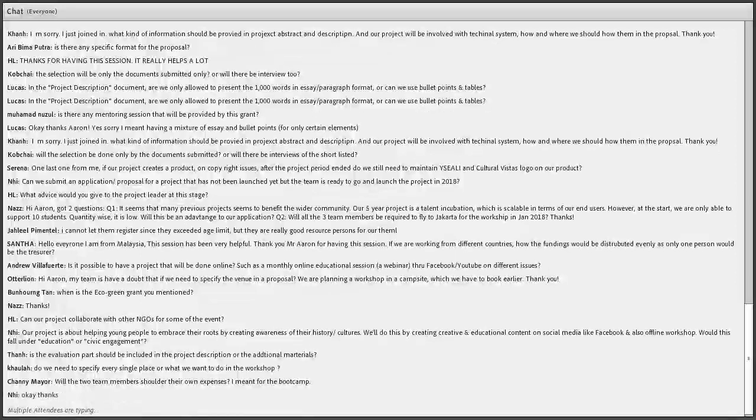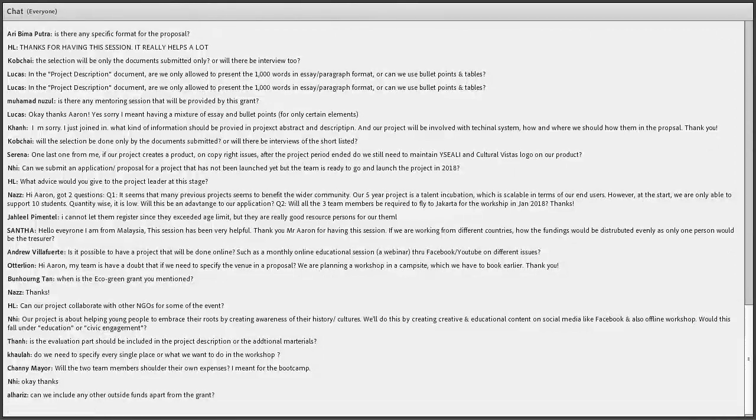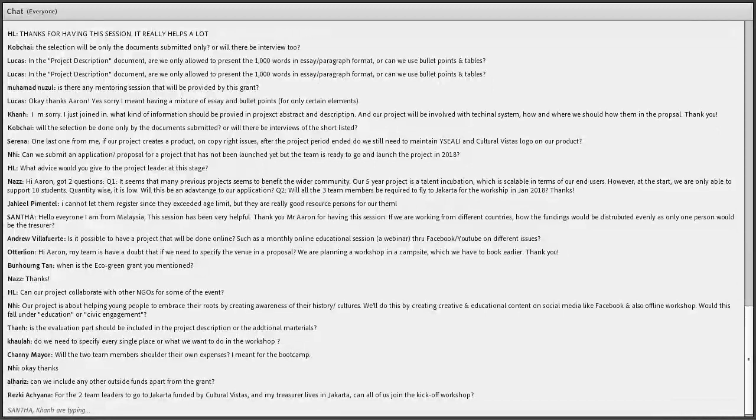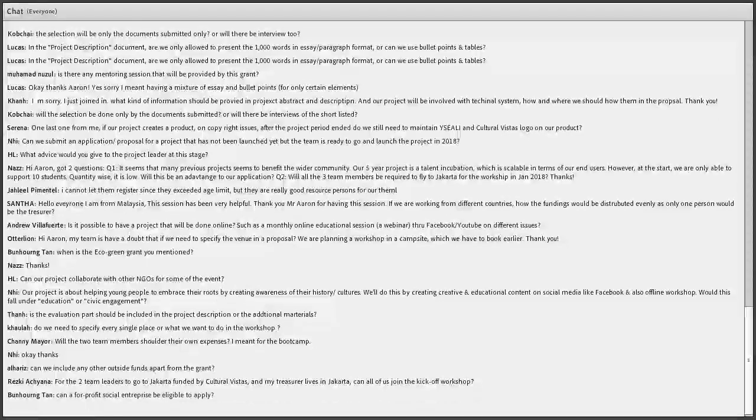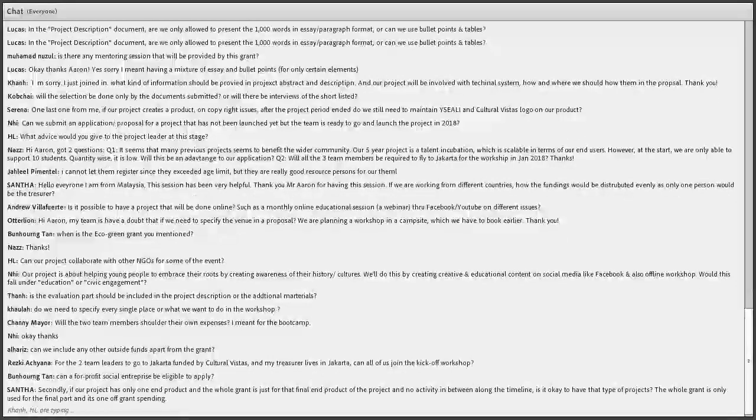Is the evaluation part, should this be included in the project description or additional materials? Great question from Dan. You can put it in either. If you feel you don't have enough words in the 1,000 to tell the whole story of your project, you can put it in the additional materials. If you feel you don't have enough pages in the additional pages and you need to put it in the 1,000 words, put it in the 1,000 words. Basically, see how your project proposal is going, and then from there, decide where to put it.